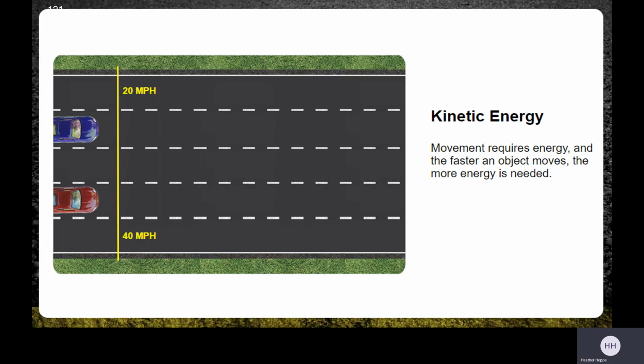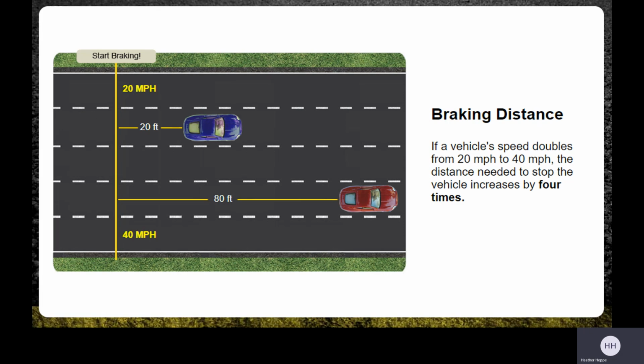So kinetic energy can influence vehicle deceleration, and here we're going to show how. The braking distance needed to stop a vehicle increases by the square of the increase in speed. Now that's a lot of math, so let's just show it in the picture. Here, the car is moving 20 miles per hour. It takes about 20 feet to stop. Here, we're doubling the speed. It takes double the amount to stop, or 4 times what it was at 20.